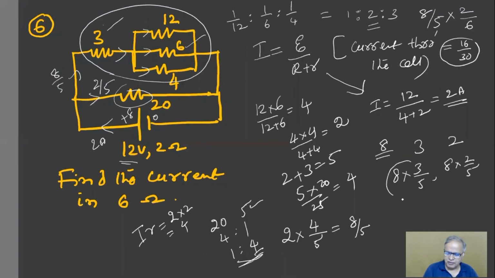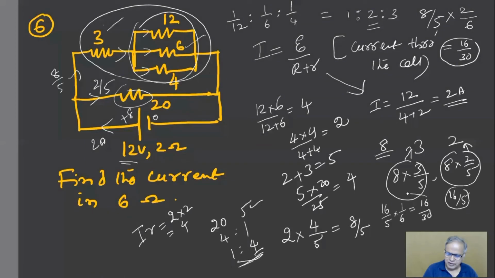8 into 3 by 5 for whom? This one. 8 into 2 by 5 for whom? This one. That means this whole thing. Okay? So 16 by 5 is the potential difference across 12, 6 and 4. So what is the current in 6 then? V by R. 16 by 5 by 6, that is 16 by 30, which is also the value there.